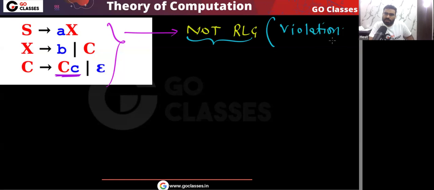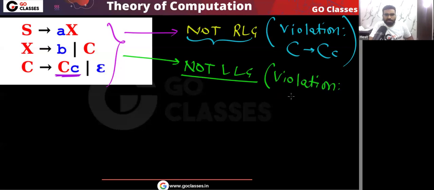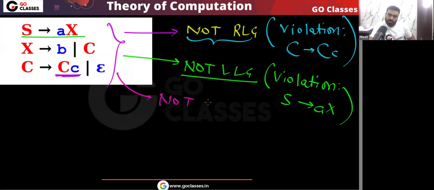Let's see the violation. The violation is this variable is going to cc. So you can see this is the violation. And this grammar is also not left linear. Why is this not a left linear grammar? Because you can easily see there is a violation. The violation is S going to aX. Yes or no? So this is a violation of left linear. So this is neither left linear nor right linear. So I can say this grammar is not a regular grammar.